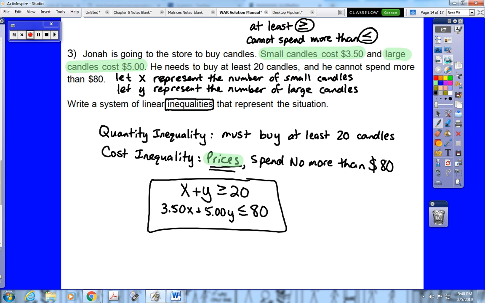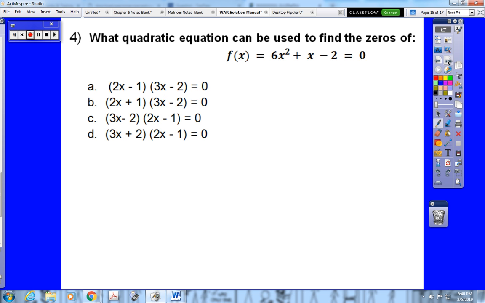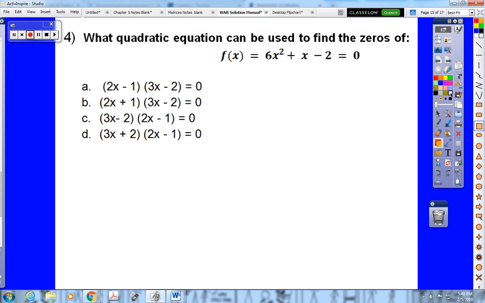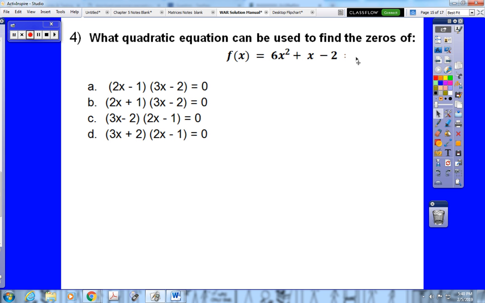Okay, this last question is not a great question. It's not worded well. Technically speaking, on the ISTEP, it would not show you equals 0. It would say, what would you do to find the zeros of f of x?